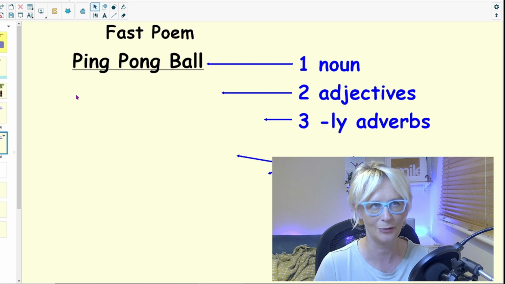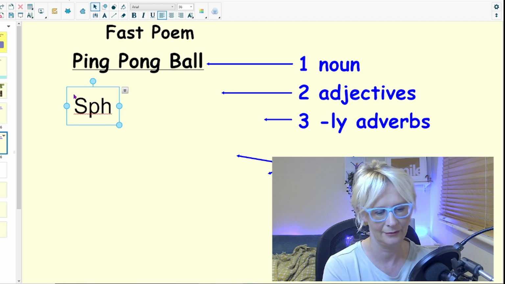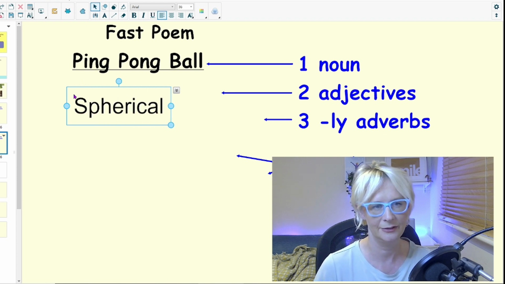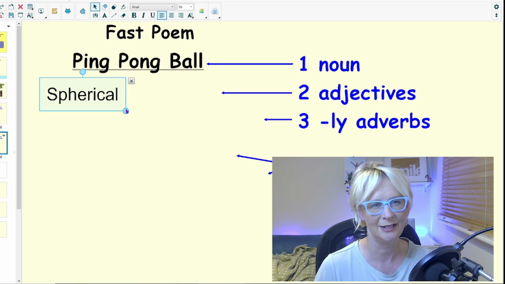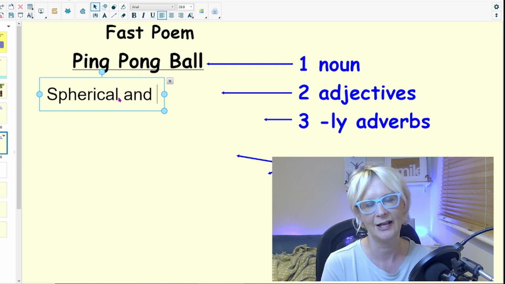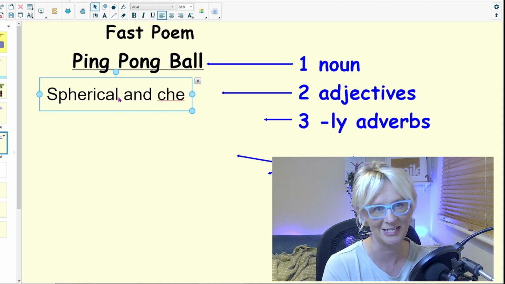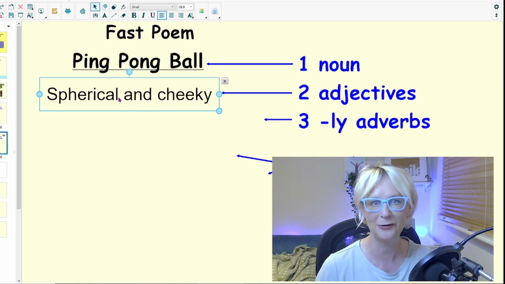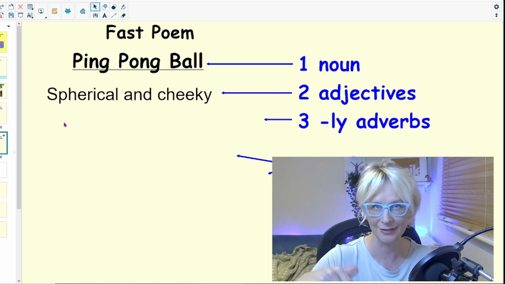Have a think. Well, what could we describe? The shape, the colour, the kind of personality. What could we describe it as? Spherical? Yeah, let's have that. That's quite nice. Spherical, and don't really want to do another shape. Colour's a bit boring. What do I think its personality would be like? I think it would be cheeky. Spherical and cheeky. Yeah, I like that. Very good. Don't forget to share yours in the comments below.